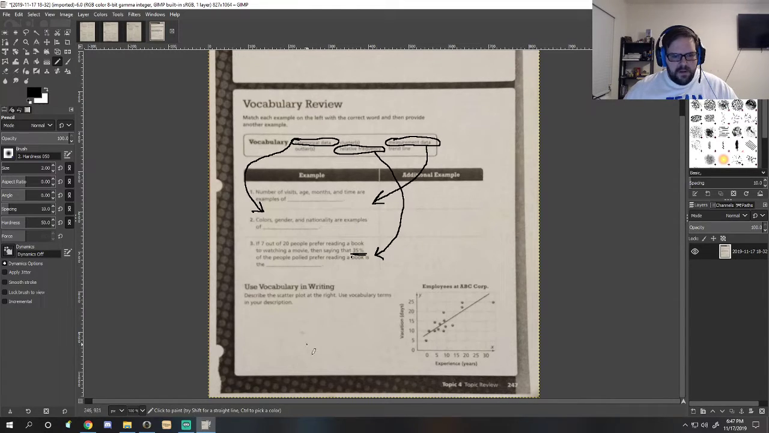Down at the bottom where it says use the vocabulary in writing. Look, I'm not going to make you guys do more work than what's required or what's necessary to do well on my test.